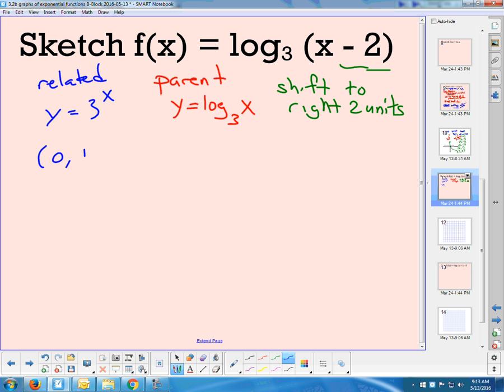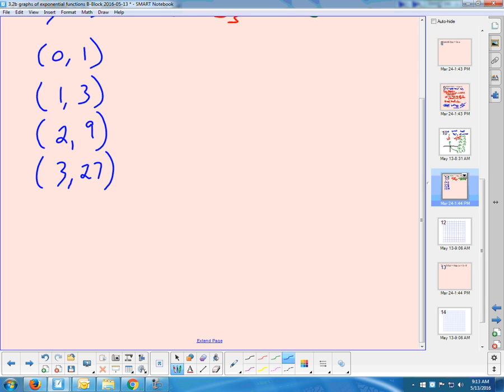We'd have the point 0, 1 because 3 to the 0 power is 1. 1, 3 because 3 to the first is 3. 2, 9 because 3 squared is 9. And 3, 27 because 3 cubed is 27. Now at the same time, we should probably also think of a few points using negative x coordinates here. Negative 1, 1/3 and negative 2, 1/9 are probably enough to do that.